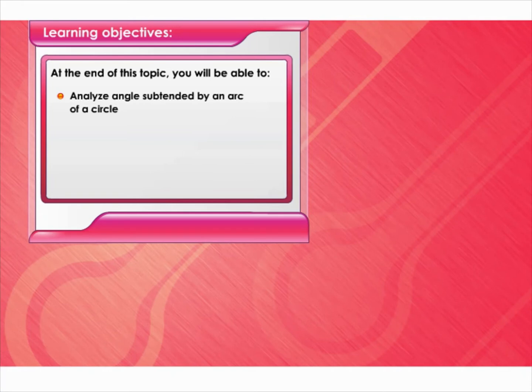Learning objectives. At the end of this topic, you will be able to analyze angles subtended by an arc of a circle, define concyclic points, and describe cyclic quadrilaterals. Introduction.